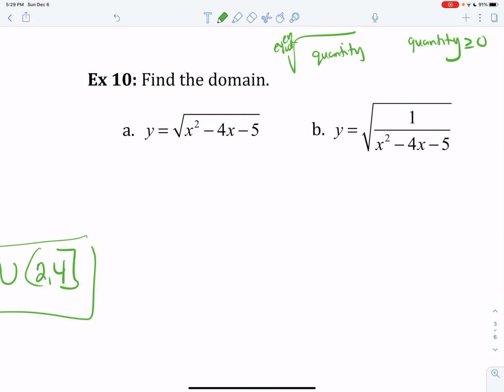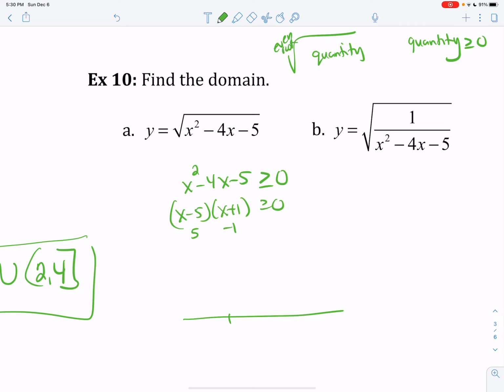Okay. Keep in mind on B, you have a fraction, so you are going to have to be careful about your denominator equaling 0. So on A, if I want to find the domain for 10A, I just need the quantity inside of that even root to be greater than or equal to 0. And now you're back at the very beginning few examples with polynomials and your inequalities. We know that factors to an x minus 5 and an x plus 1. Our critical key numbers are the 5 and the negative 1.